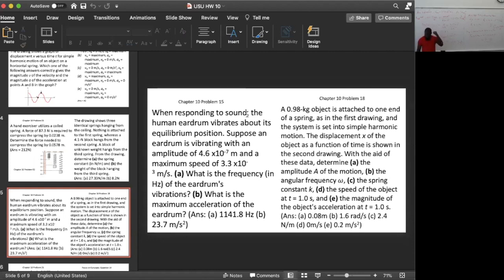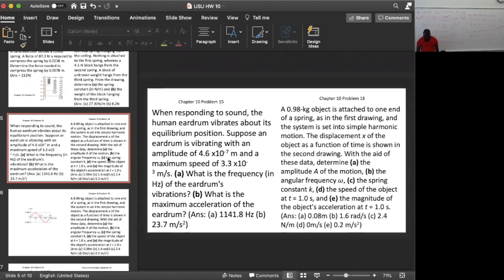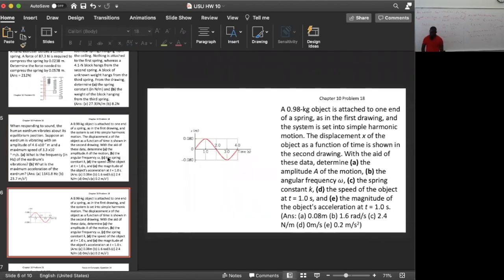Chapter 10, problem 18. A 0.98 kilogram object is attached to one end of a spring, as in the first drawing, and the system is set into simple harmonic motion. The displacement x of the object as a function of time is shown in the second drawing. With the aid of this data, determine the amplitude of motion, the angular frequency, the spring constant. So let's go to the next slide. Good. So this is the next slide.